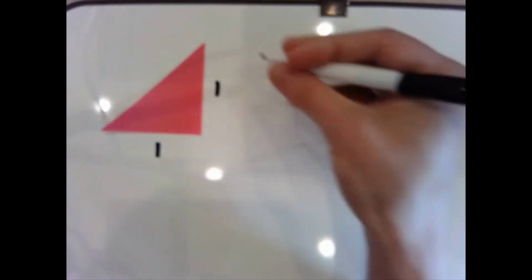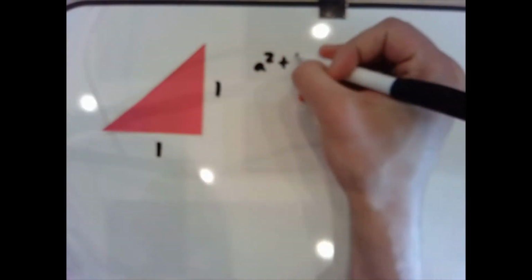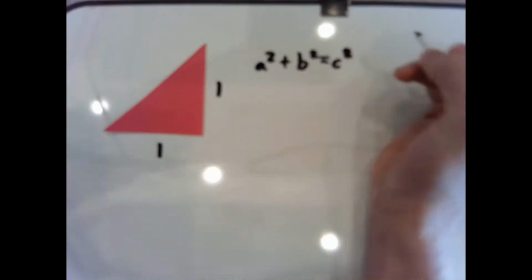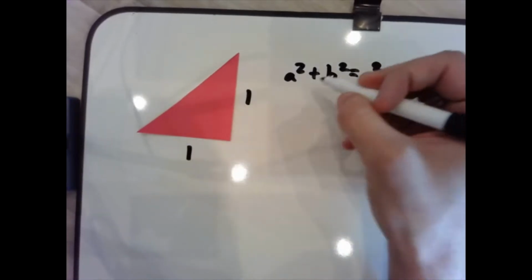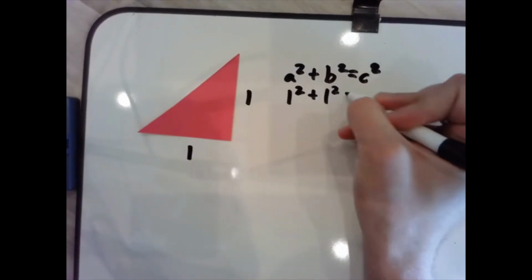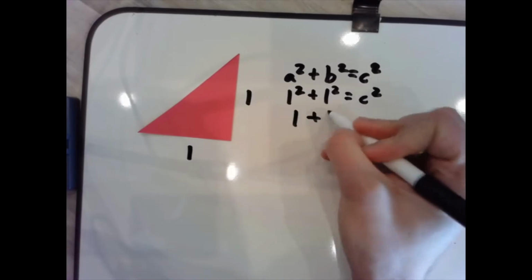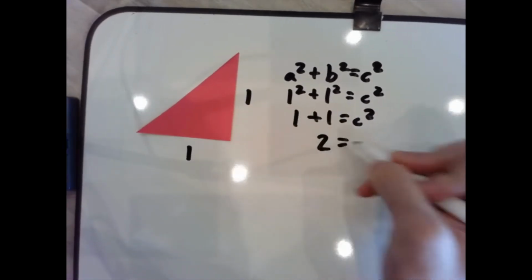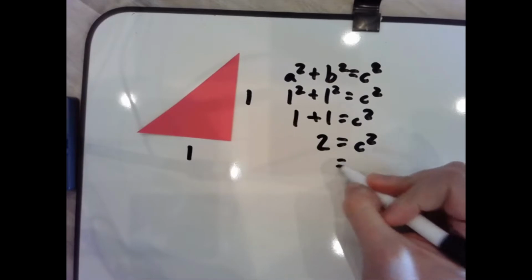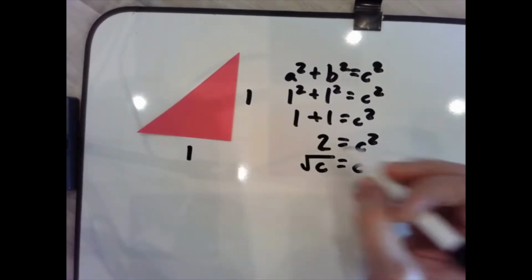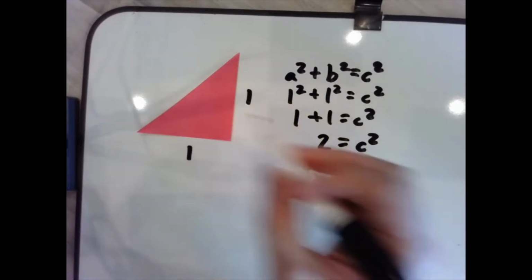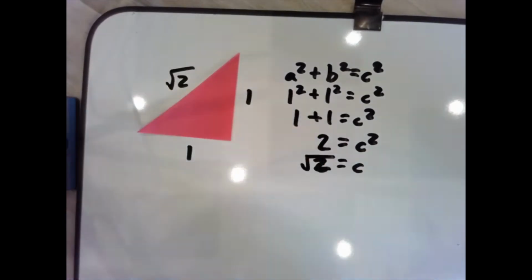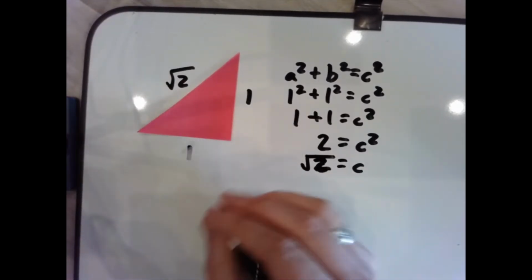A squared plus b squared equals c squared. In this case, our 1's are our a and our b. So that'll become 1 plus 1 equals c squared. 2 equals c squared. Take the square root of both sides, and we've got the square root of 2 is our c. So there we go. We've now got a square root of 2, and that's going to be our c. Fantastic. 1, 1, rad 2.